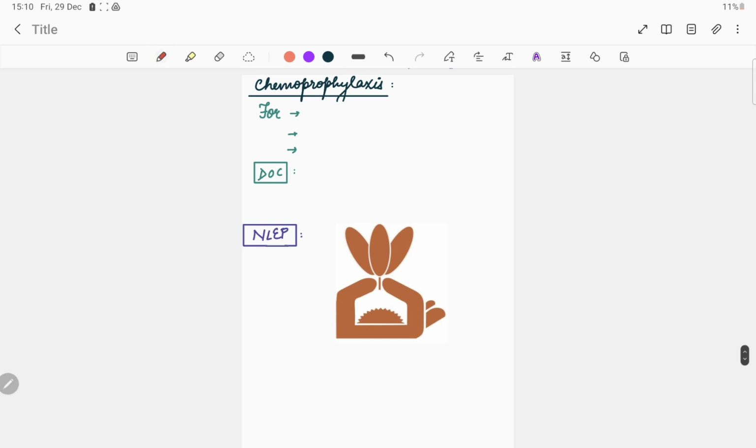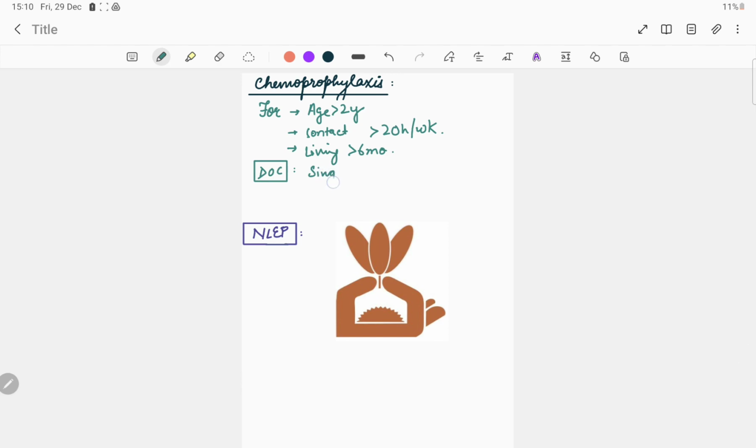Now we come to the chemoprophylaxis. That means you are giving some drugs for prophylaxis, like the patient is there and there is someone who is in contact with the patient, so you can then prevent leprosy from occurring. So for these contacts: if the age group is more than 2 years, or if the contact with the patient is more than 20 hours per week, or if you are living with the patient for more than 6 months, then you need to take this chemoprophylaxis, and it's just a single dose rifampicin for adults. For children, it's also rifampicin, although the dose is different. Single dose rifampicin, which is 600 mg. So this is the dose in adults. For children, it's different, and you need not know that.